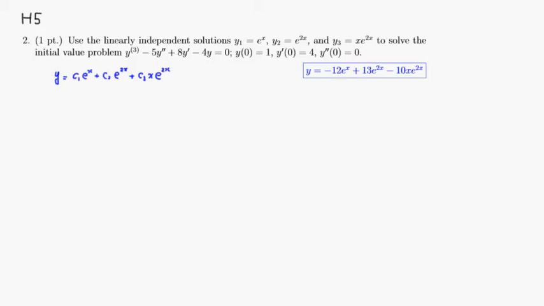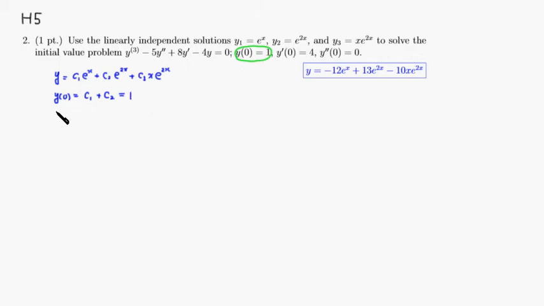Alright, so let's use the first initial condition here to get some clue. Plug in x equals 0. You will get e to the 0 is 1, so you're going to get C1. Again, another e to the 0, so plus C2. The last term is 0, so that's gone. So this is supposed to be equal to 1.